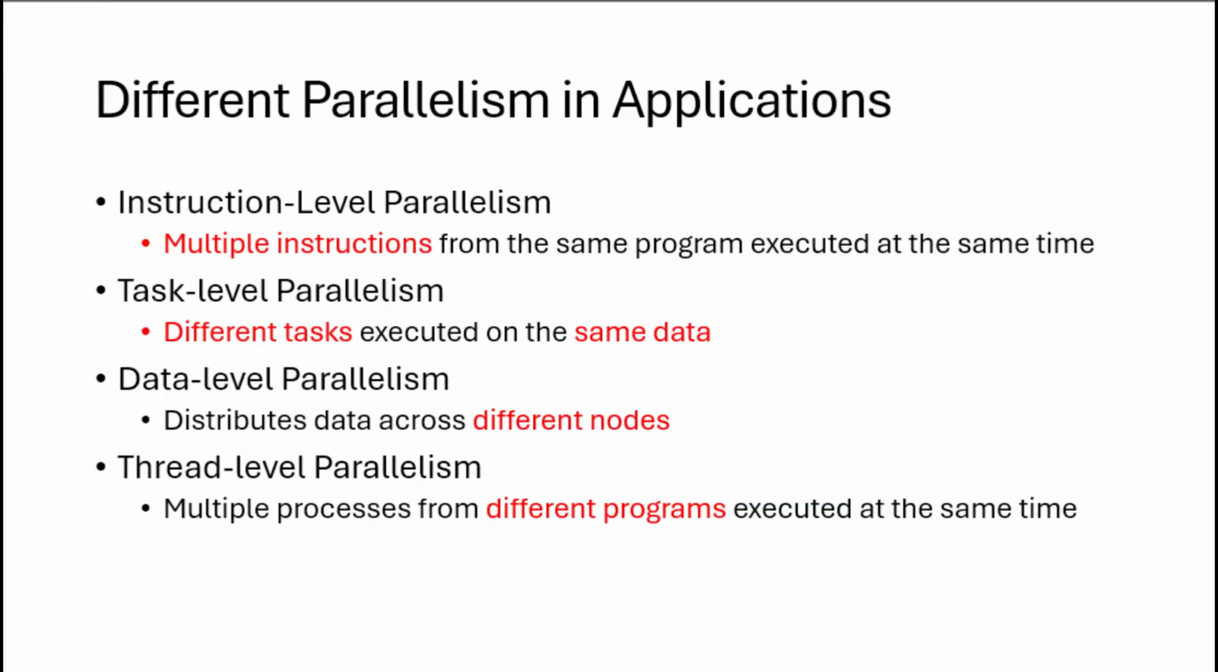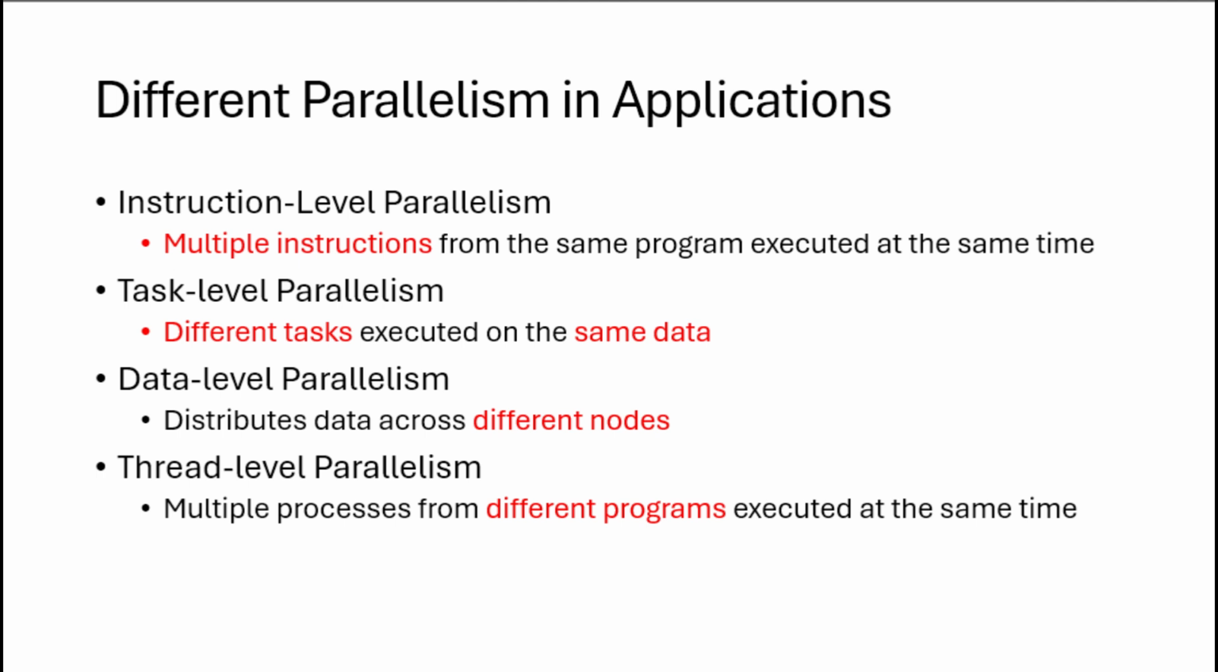So first, the different parallelism in applications. The first one is ILP. It is the most basic one. It means multiple instructions from the same program execute at the same time. So we just put the instructions in parallel, like superscalar and VLIW.